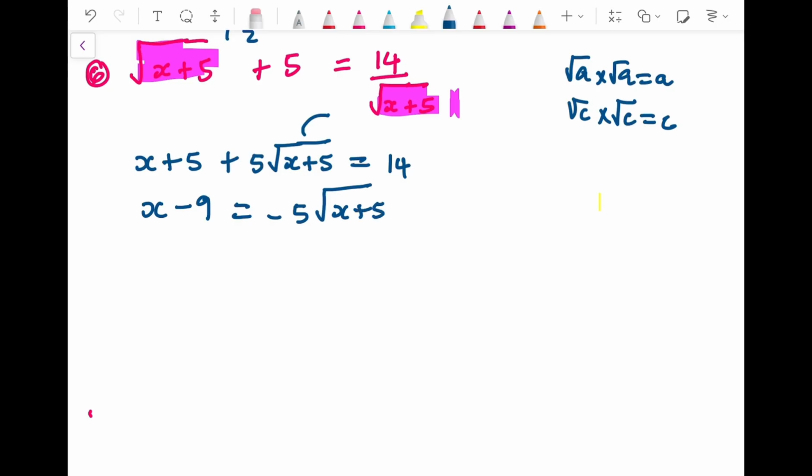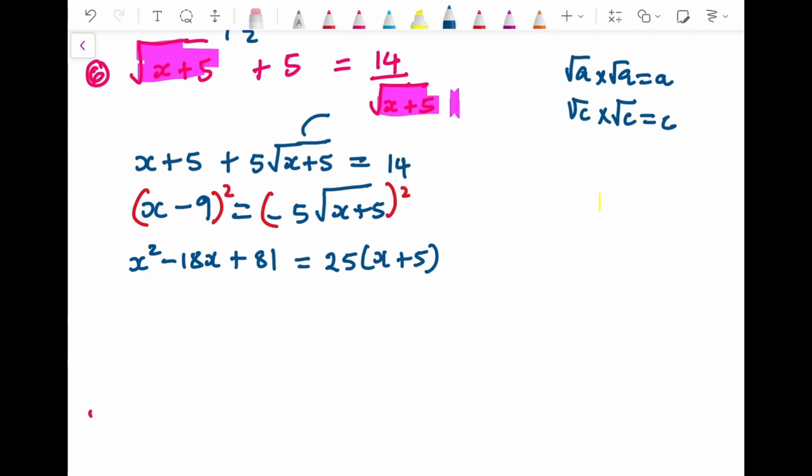Now we need to square on both sides. We want to get rid of the square root, so we need to square on both sides. If I square on both sides here, I am going to have x squared minus 18x and then plus 81. Yes, 9 squared is 81. This is equal to, remember, squared, this negative will always go away. So it is 25 into x plus 5. Now, remove the brackets again.